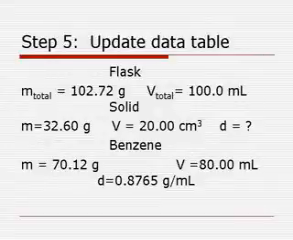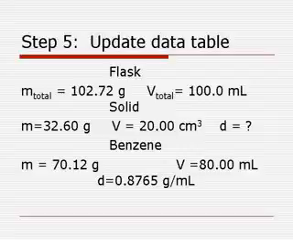Okay, we are looking at our updated data table. For the flask, we have its mass and total volume of the contents. For the solid, we now have the mass and the volume. We still need to find the density. For the liquid benzene, we have the mass, the volume, and the density. So the only thing left to solve for is the density of the solid, and we know that density is equal to the mass of the solid divided by the volume of the solid. We have those numbers, so we can use our density equation, D equals M over V, to solve for that.